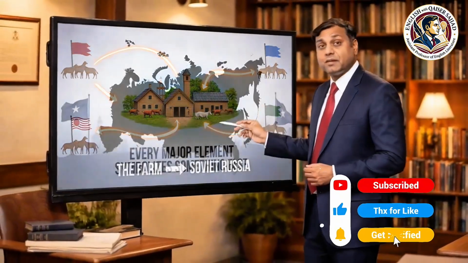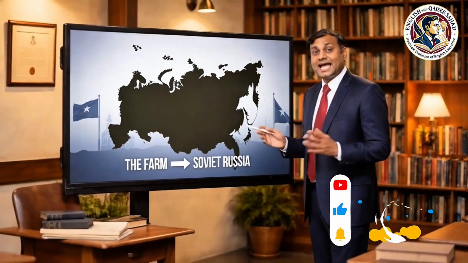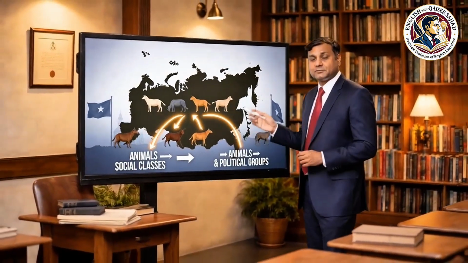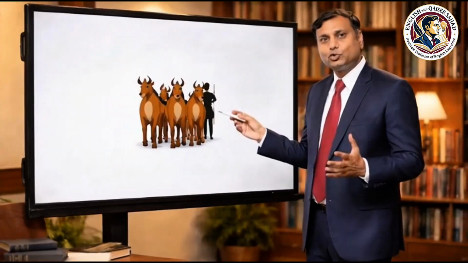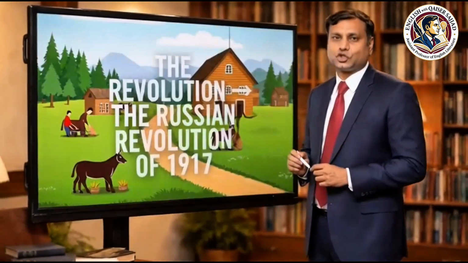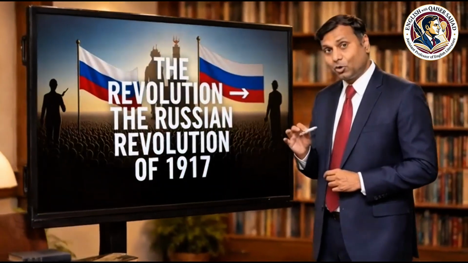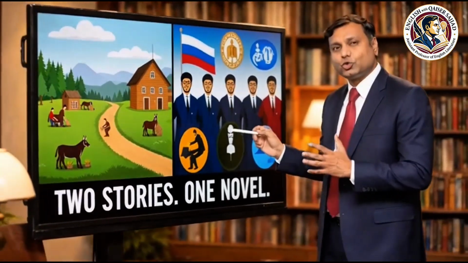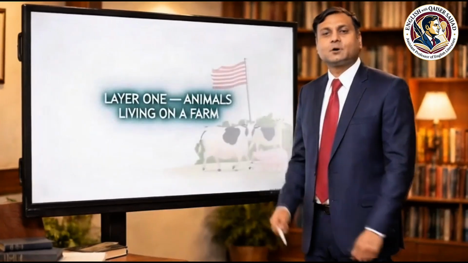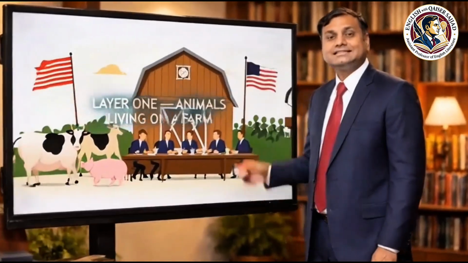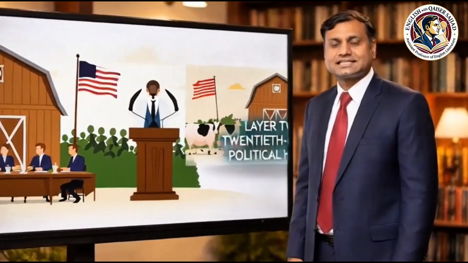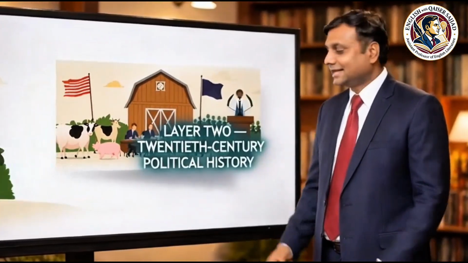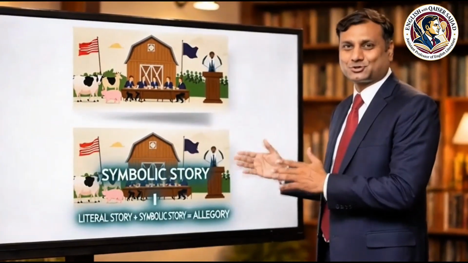For example, the farm represents Soviet Russia. The animals represent different social classes and political groups. And the revolution represents the Russian Revolution of 1917. Therefore, when we read Animal Farm, we are actually reading two stories simultaneously. The first story is about animals living on a farm. The second story is about political events that shaped 20th century history. These two layers exist together throughout the novel.